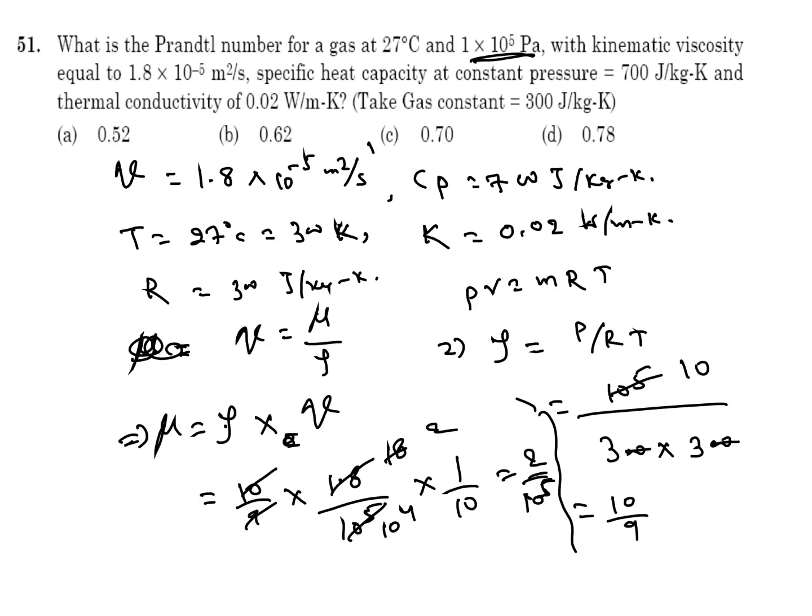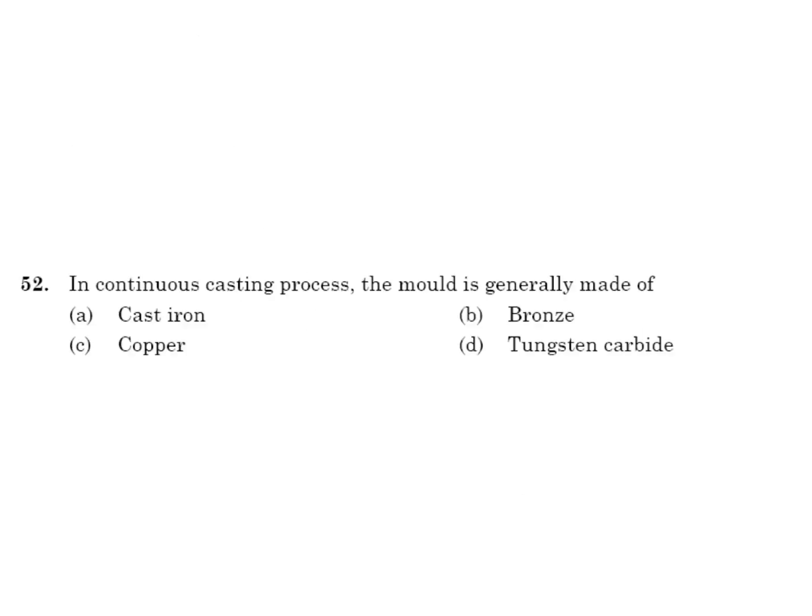In the continuous casting process, the mold is generally made of cast iron, no. Bronze also no. Copper. Copper is the answer.